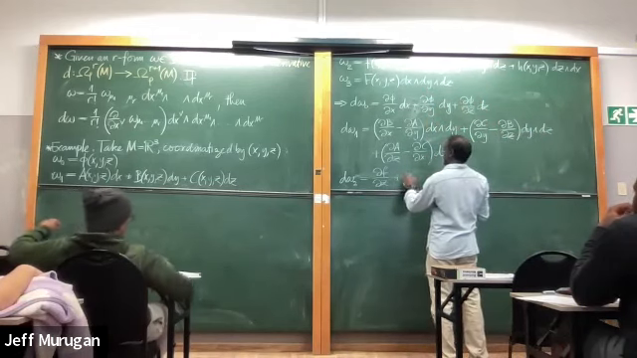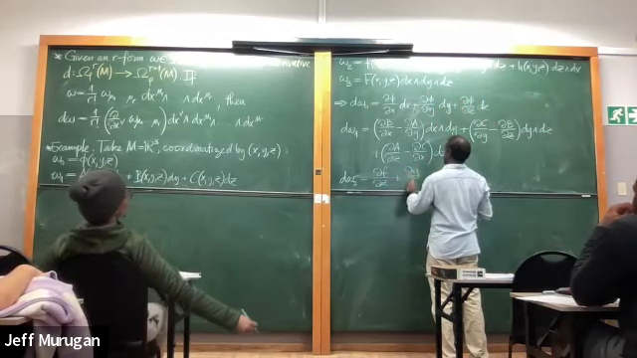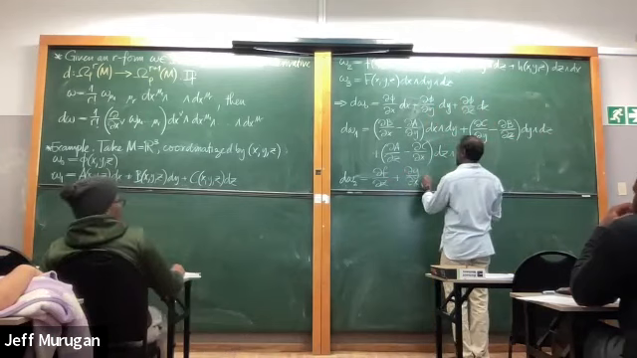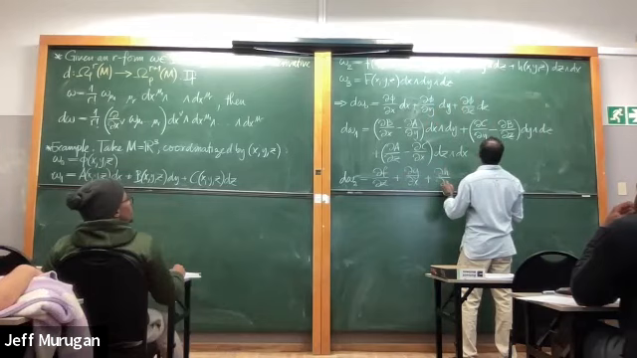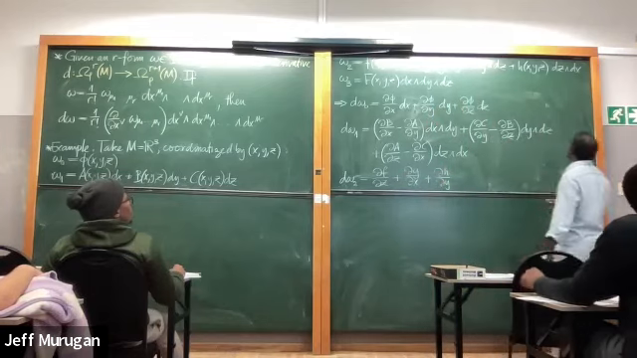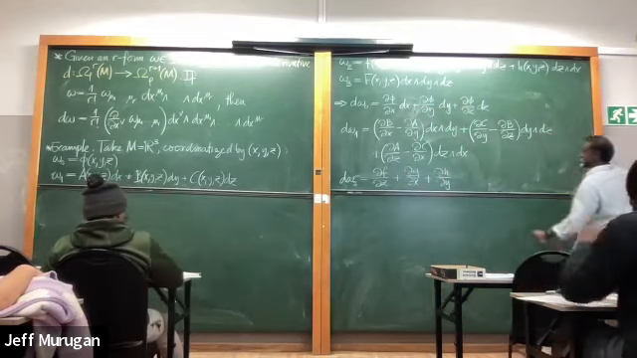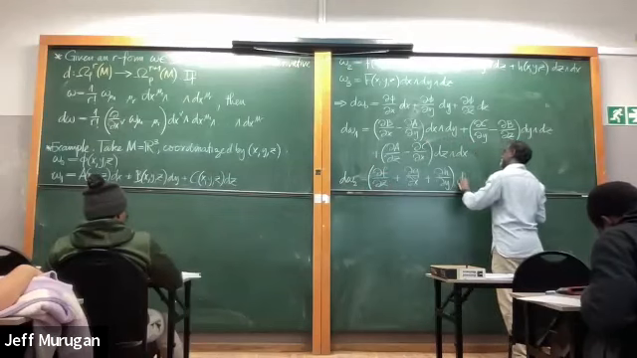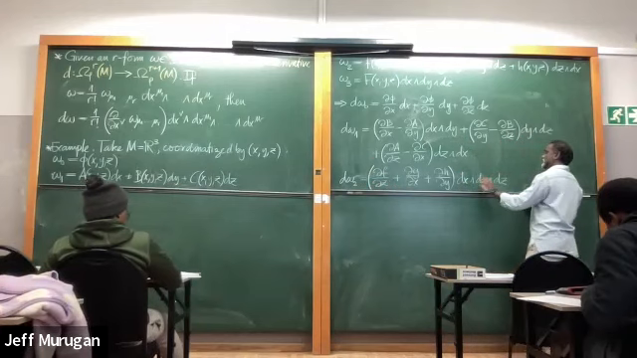Plus dg by dx, and then I'll have a dx wedge dy wedge dz, plus dh by dy, and then I have a dy with dx wedge dz, and that's an even permutation. There. Overall, I have dx with dy with dz.